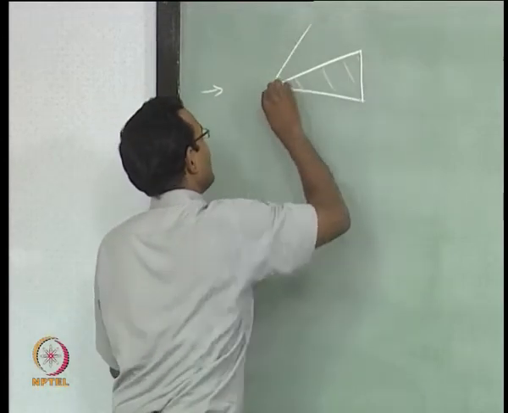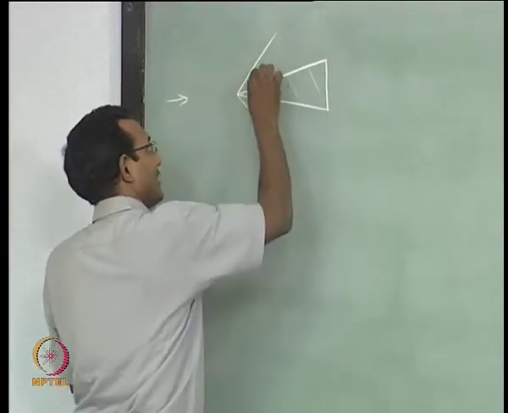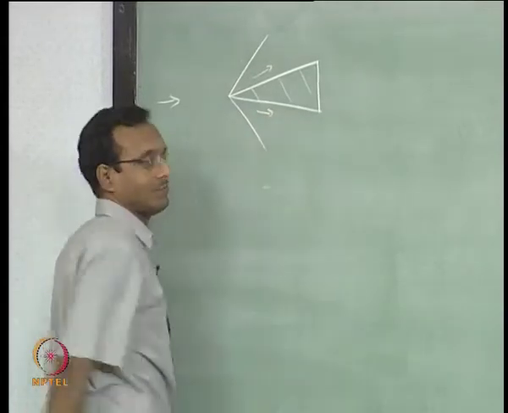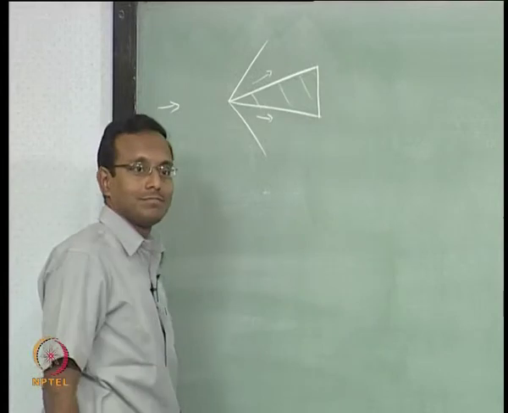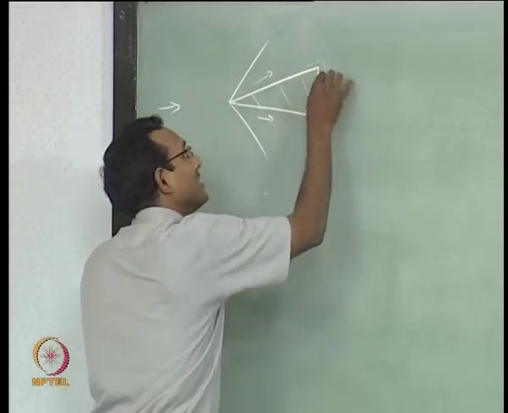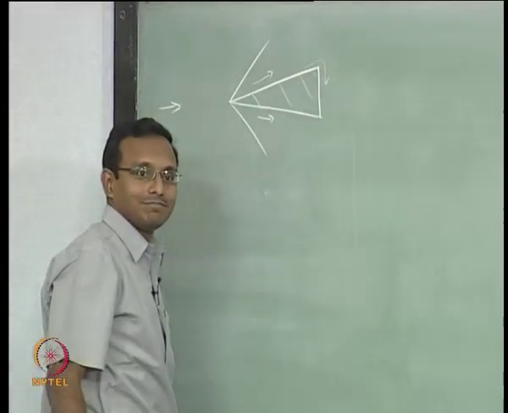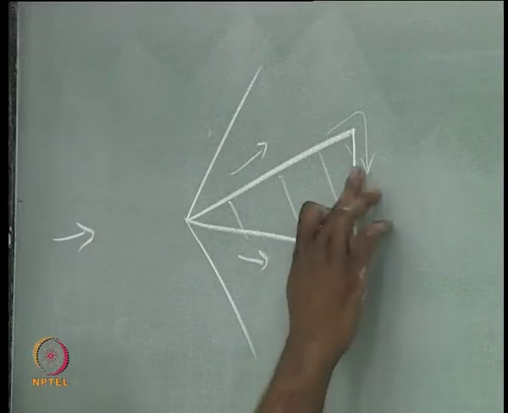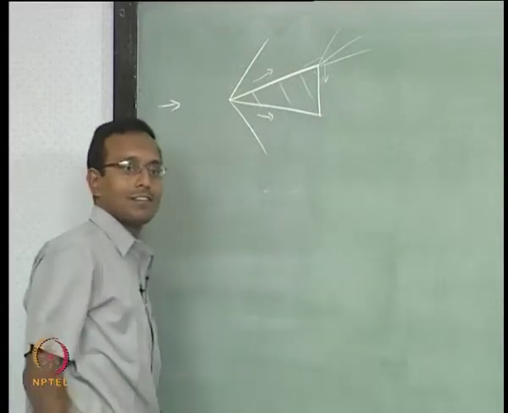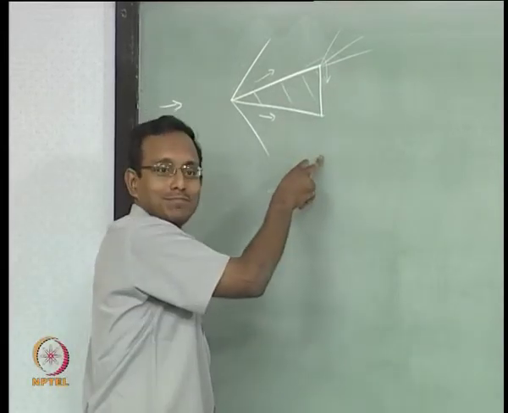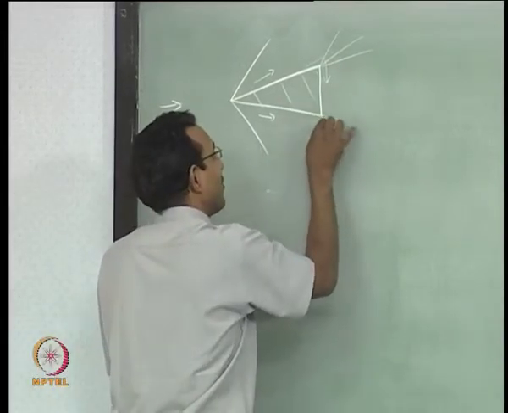I am going to have this very easy to think about. Flow is going like this. Okay. Now, what will happen at that corner? If the flow starts turning like this, what will happen? Then I will have an expansion fan like this, but the same thing happens from the bottom. This flow will also turn like this.